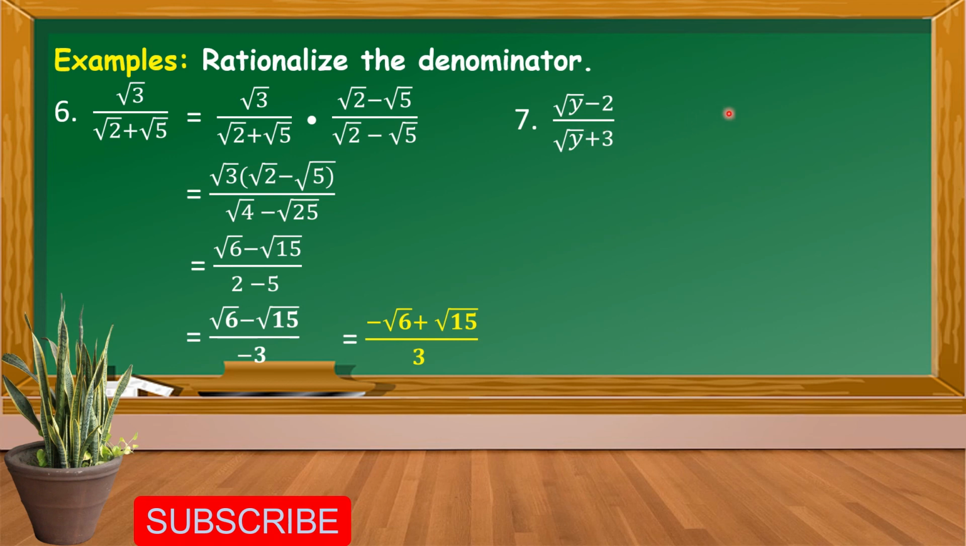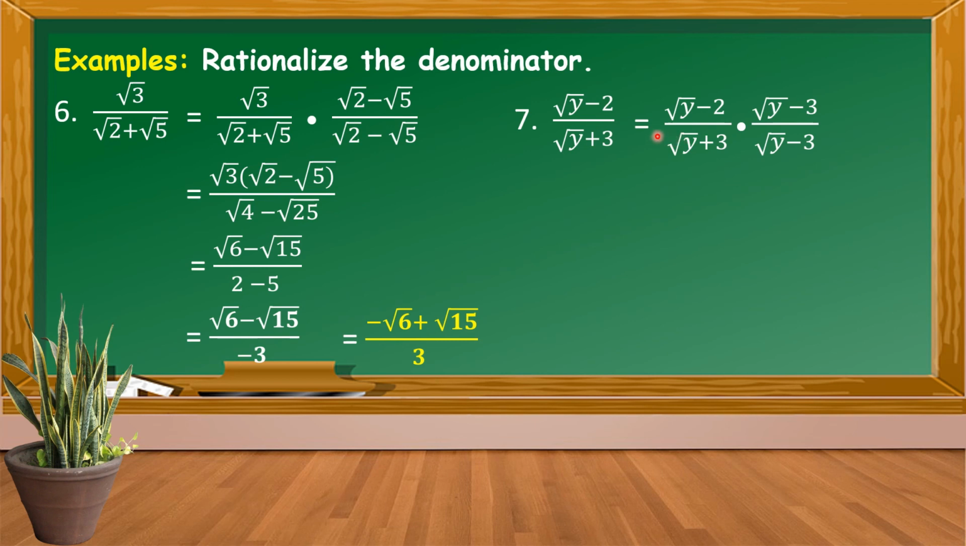Multiply the conjugate to the numerator and denominator. So, in the numerator we are going to use the FOIL method. We all know what FOIL is, right? First, outer, inner, and last. So, for the first term, we have square root of y times square root of y. That is square root of y squared. For O, or the outer term, negative 3 times square root of y, that is negative 3 square root of y. For the inner term, we have negative 2 times square root of y, that is negative 2 square root of y. For the last term, we have negative 2 times negative 3, that is positive 6.